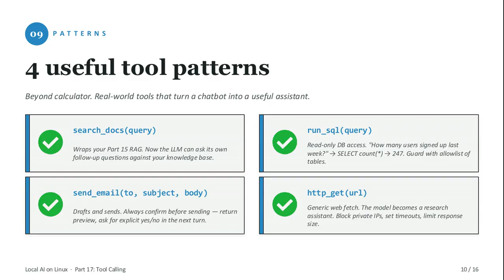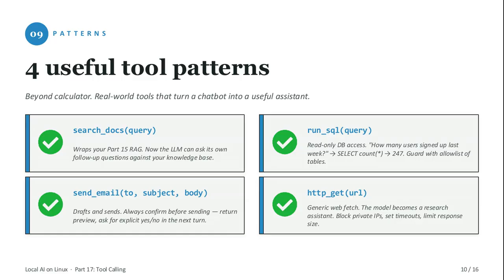Search docs is the obvious first win. Wrap your existing RAG pipeline as a tool so the model can query its own knowledge base mid-conversation. Run SQL turns plain English into real answers from your database, but keep it read-only and gate it behind an allow list of tables.